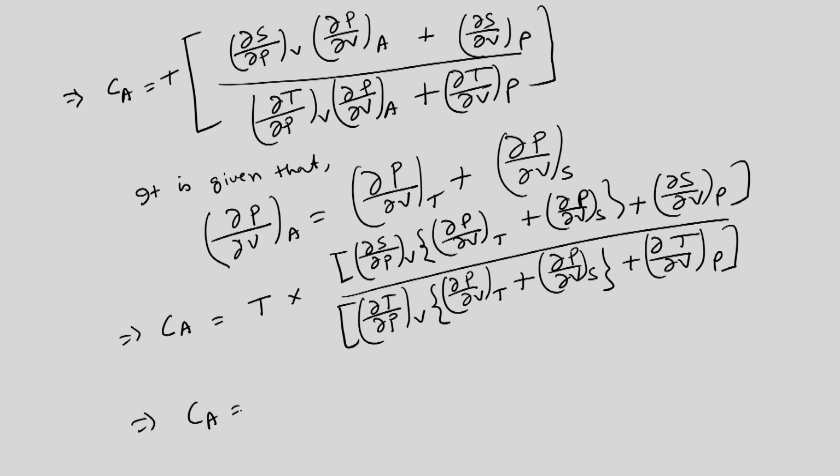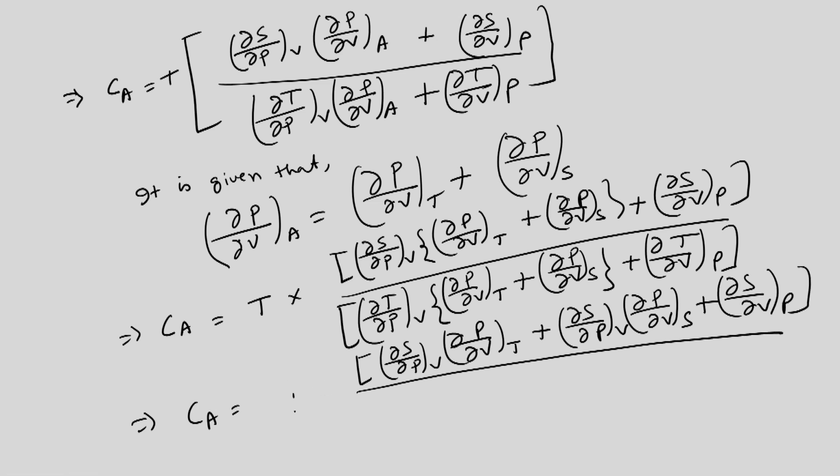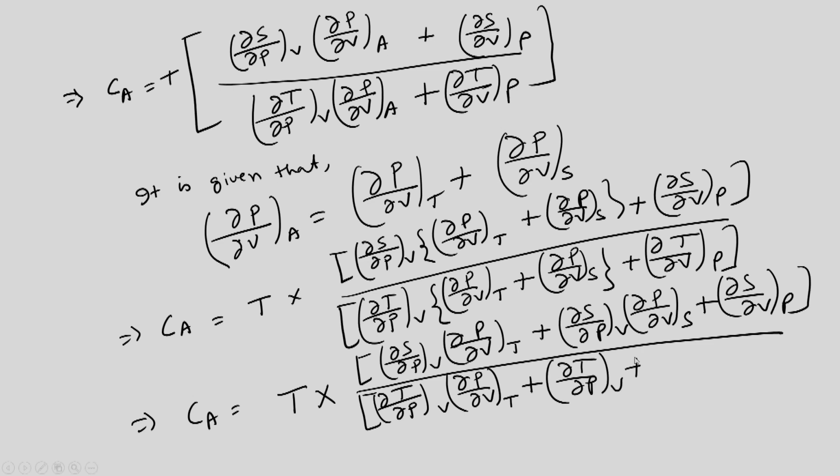So, we can write Ca equals T times [∂S/∂P at constant volume times ∂P/∂V at constant temperature plus ∂S/∂P at constant volume times ∂P/∂V at constant S plus ∂S/∂V at constant P] divided by [∂T/∂P at constant volume times ∂P/∂V at constant temperature plus ∂T/∂V at constant P]. So, this is the value of Ca.